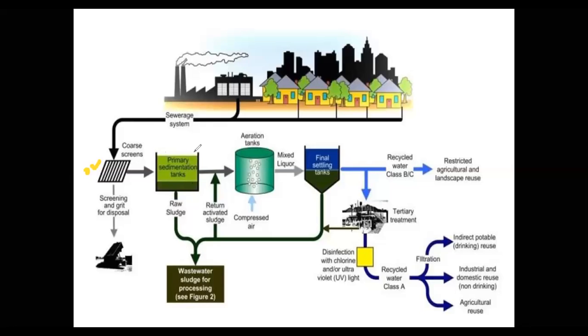Here is the primary sedimentation tank. In the primary sedimentation tank, whatever settleable solids are present in the sewage will be allowed to settle by gravity. Then the settled material can be removed from the bottom side, that is raw sludge, and it will be forwarded for wastewater sludge processing. This is a byproduct of the sewage treatment plant, and for that also we are supposed to take care.